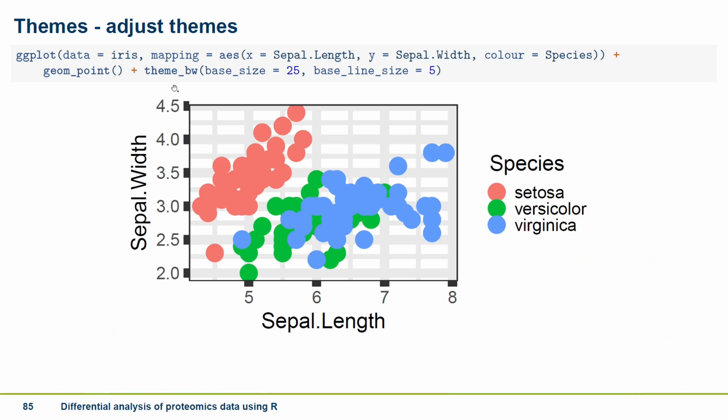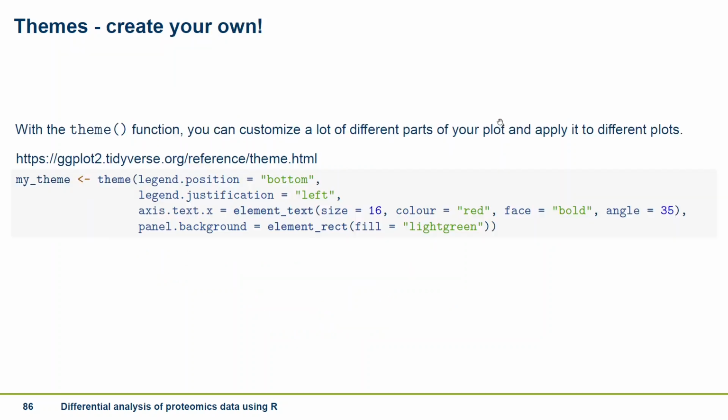You apply these themes simply by adding them to your plot, and there are also things you can adjust. For example, in theme black-white, you can adjust the base size. So basically, adjusting the base size will make everything larger, and the base line size will, for example, make the grid and the axis ticks and so on larger. Of course, you can also create completely your own theme.